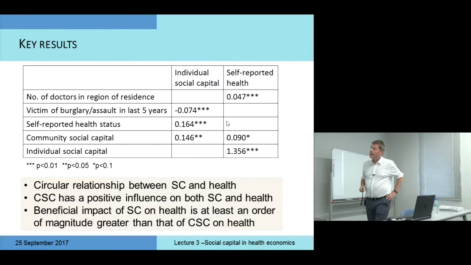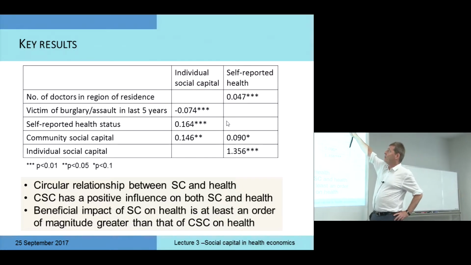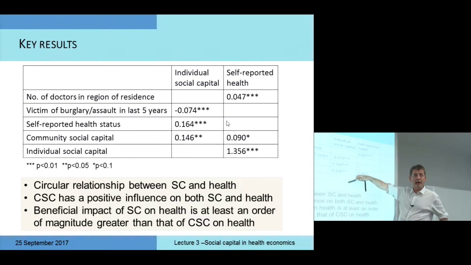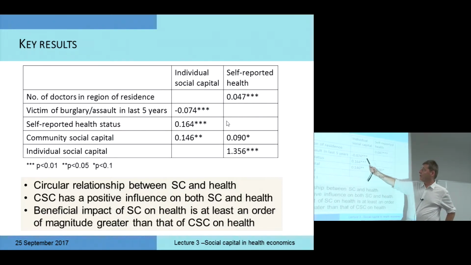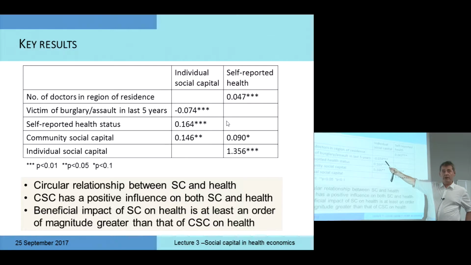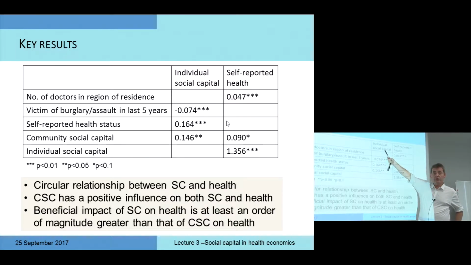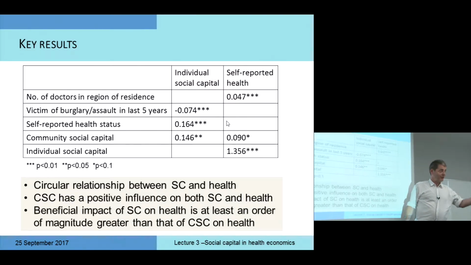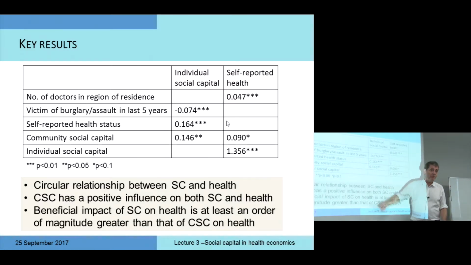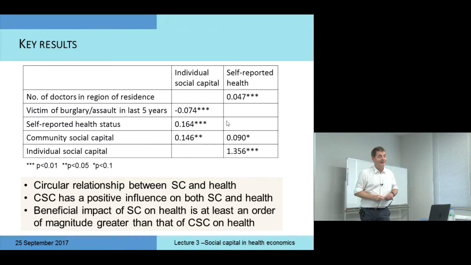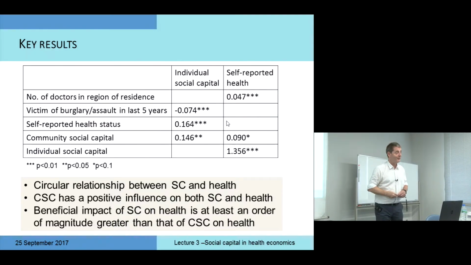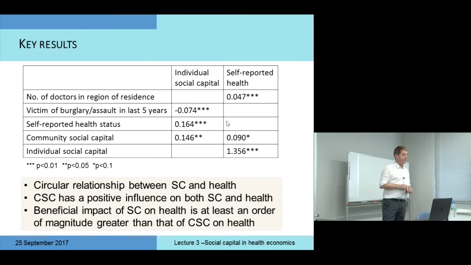Well, we've got 2 equations. One equation determining individual social capital, another equation determining the self-reported health. If we look first of all at individual social capital, what they found was that there was quite a strong negative relationship between the individual's social capital, how much they trusted people, and whether they'd been a victim of burglary or assault in the last 5 years. Now that's not perhaps too surprising. If you've been a victim of burglary or assault, you are possibly less likely to trust people.